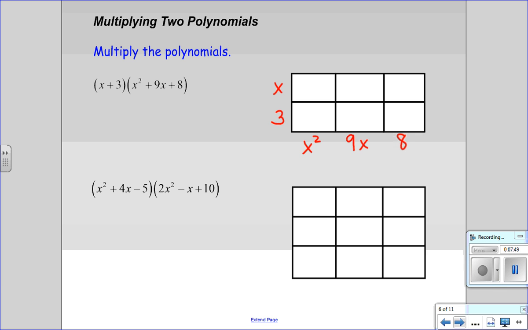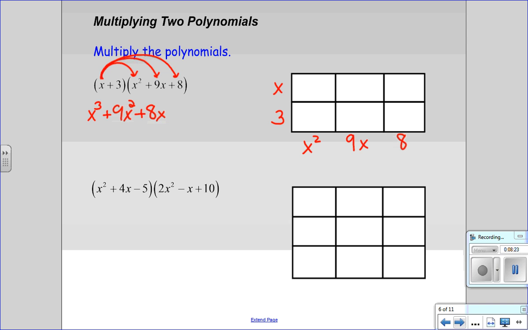Or I could just remember my rule for multiplying polynomials, which is you distribute each term of the first polynomial with each term of the second polynomial, and then repeat that for the second term. So let's just do the distribution. X times x squared is x to the third. X times 9x is 9x squared, and x times 8 is 8x. And I notice I missed my 9x squared, so I fixed that.